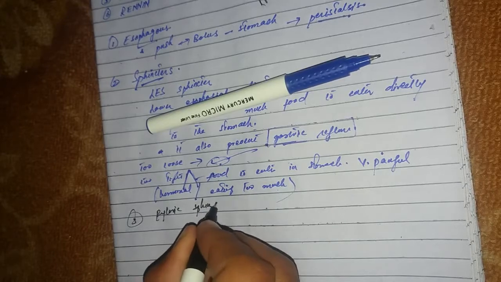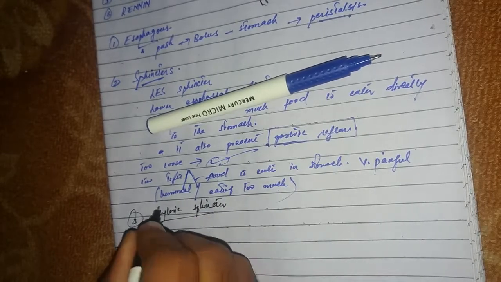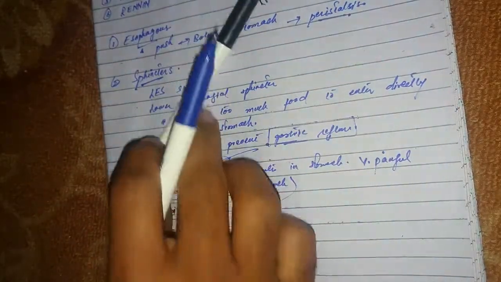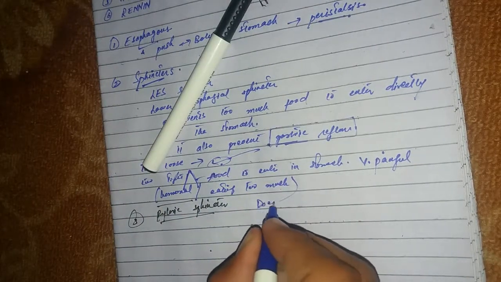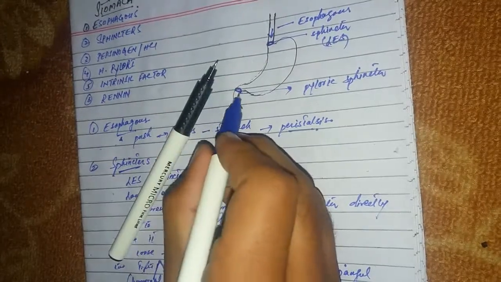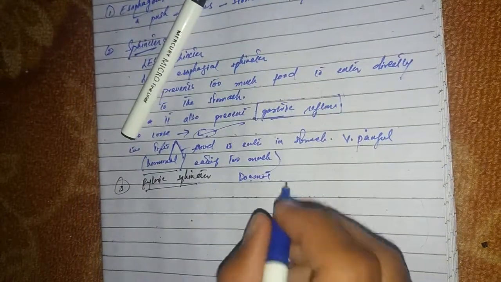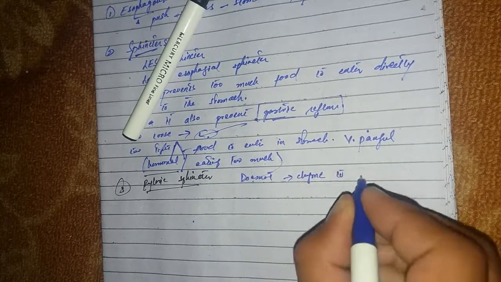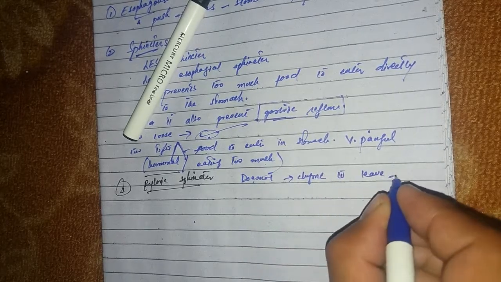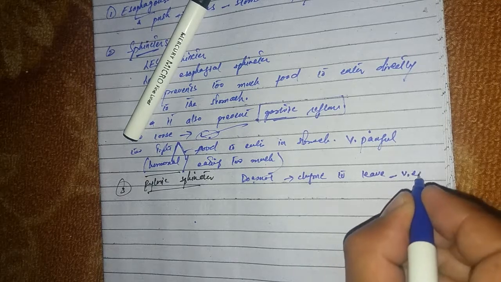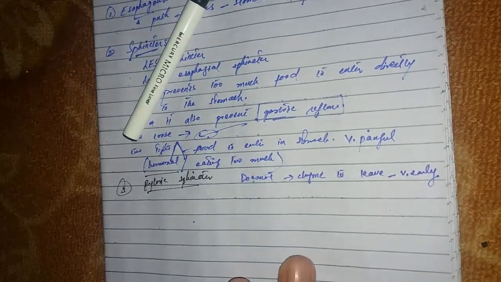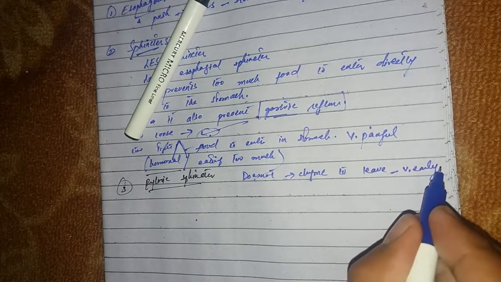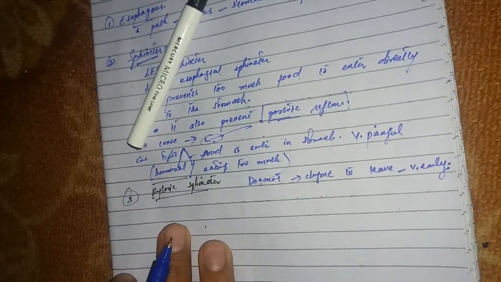Pyloric sphincter. This sphincter does not allow the food, the chyme, which is already mixed, to leave the stomach very early, but it tries to maintain the food for some time in the stomach for further processing.